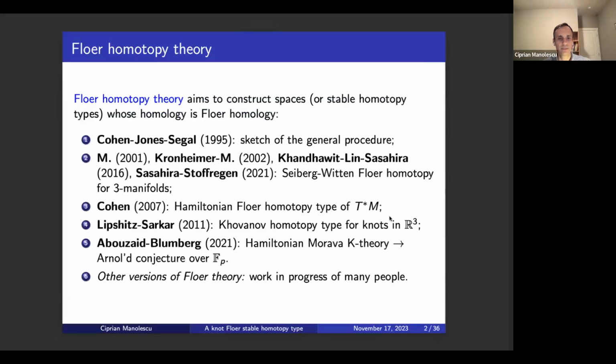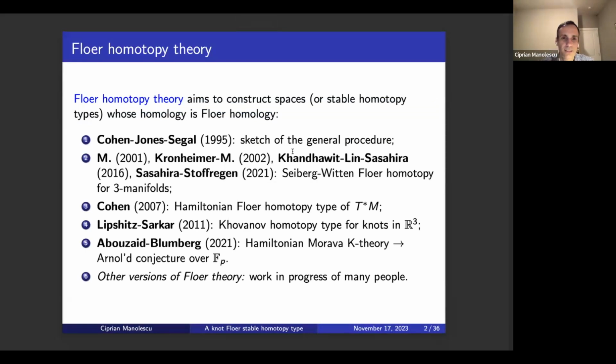Okay, so let's just start by reviewing what Floer homotopy theory is. This is a general program to construct spaces, or more generally stable homotopy types, whose homology is Floer homology. The idea first came in a paper by Cohen, Jones, and Segal in 1995, where they sketched the general procedure. I will go over it a bit later.